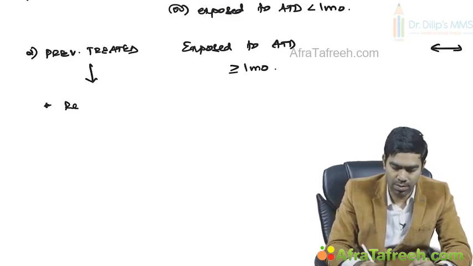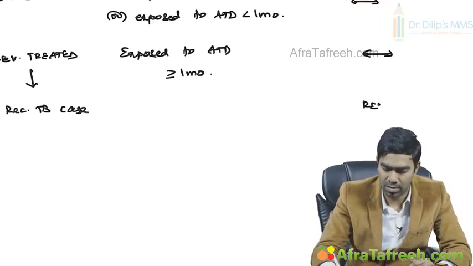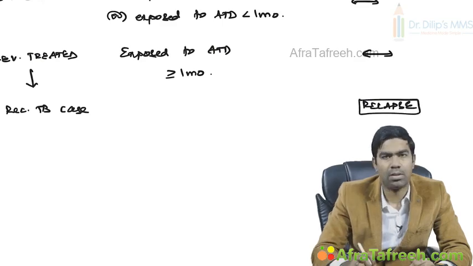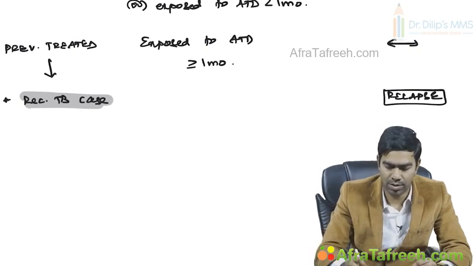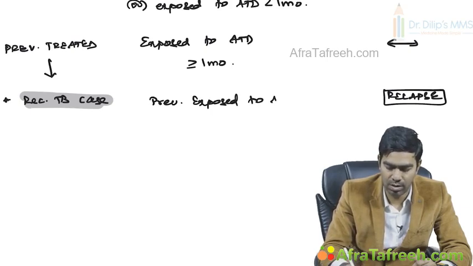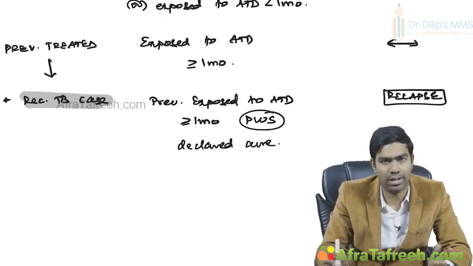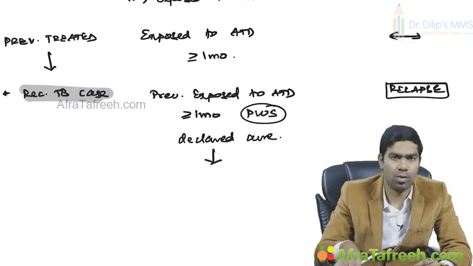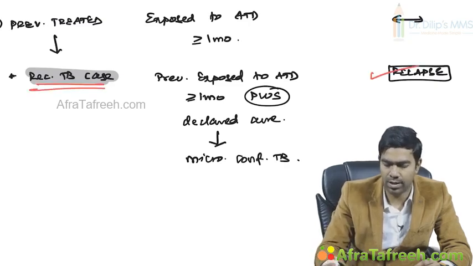Like the first one, we have something called a recurrent TB case. Previously, this recurrent TB case was called a relapse, but only the name has been changed now to recurrent TB case; the definition as such has not changed. So what is the definition? Previously exposed to antitubercular drugs for more than a month, plus they have been declared cured, or treated completely, treatment is successful, but now coming again with microbiologically confirmed tuberculosis. So this is what we previously called a relapse. Currently, we are going to call it a recurrent TB case. That's all.